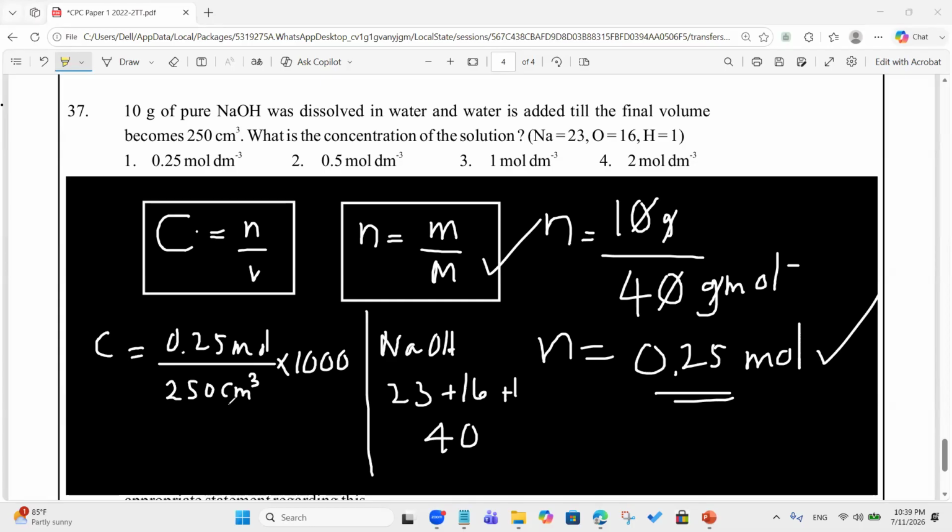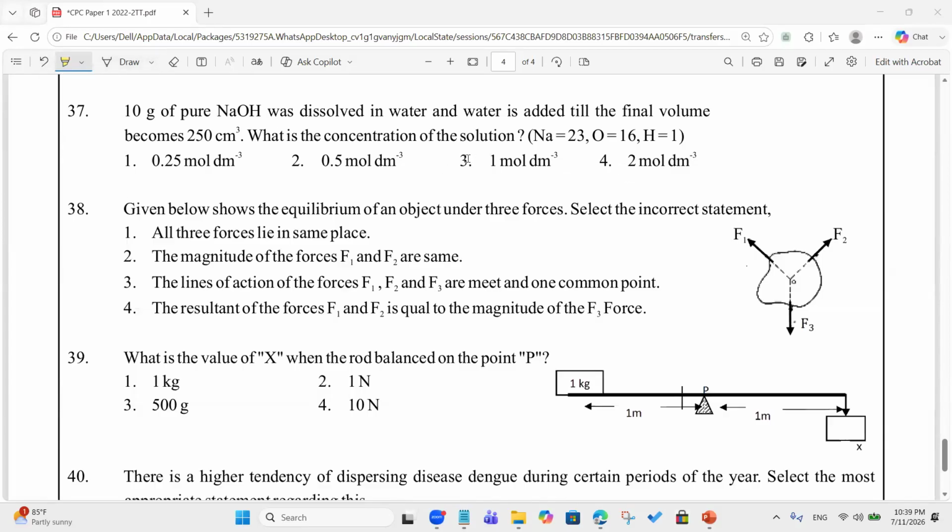Division divided by another division can be taken as a multiplication. So this one cancels, it is 4 times 0.25, and the answer is 1 mole per cubic decimeter, right? This is how we got this answer. Clear? Yes. Okay, do this kind of sums. There are many more sums in the book, and when we were doing the lesson we also did several.